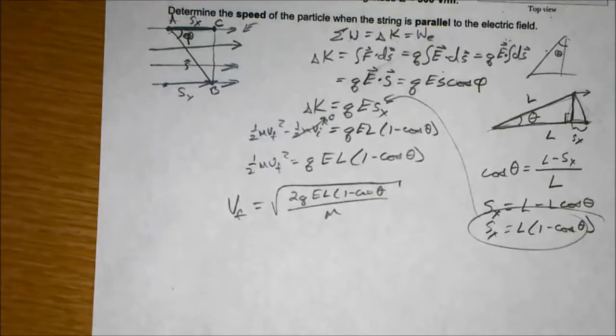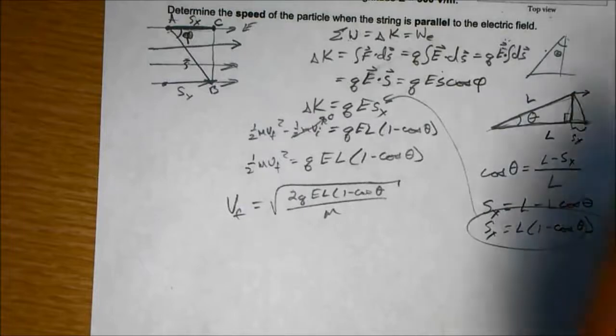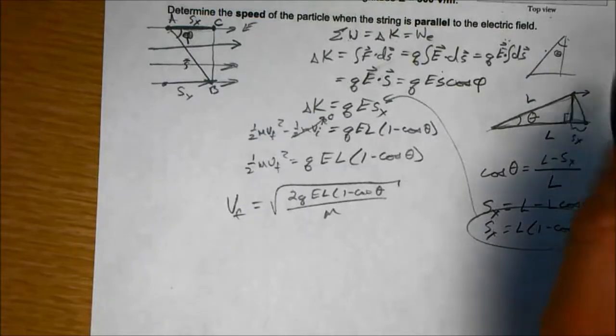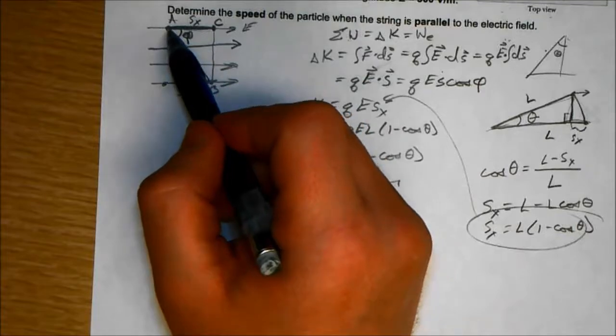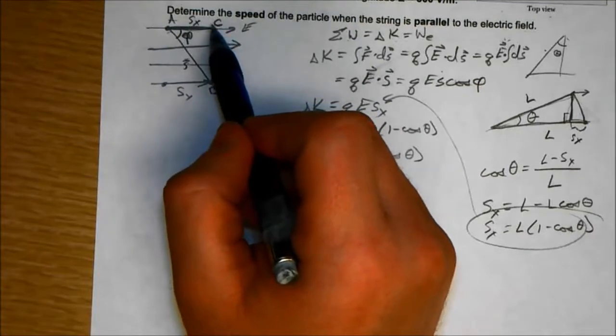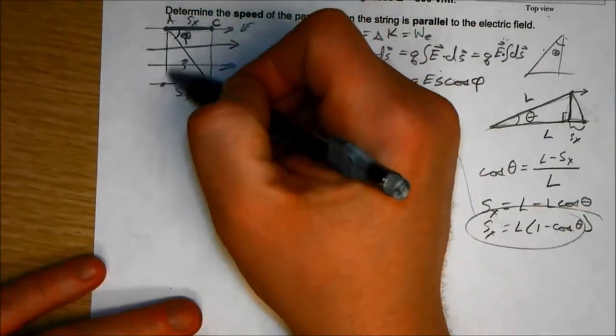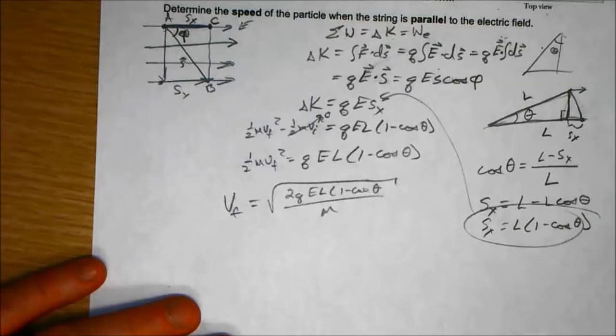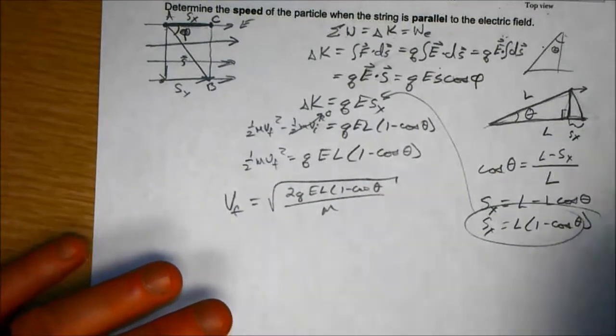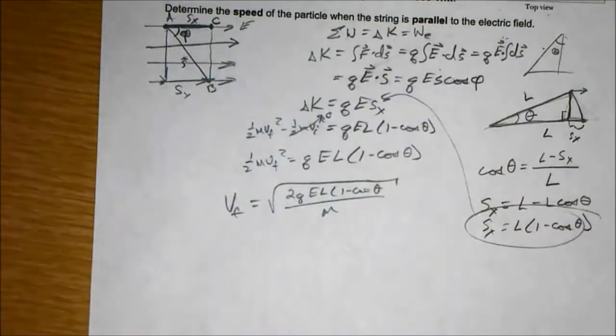So all this stuff with the string, there's some geometry involved here, but going back to this, it's the same idea: only the displacement along the direction of the field is going to contribute to the work at all. The displacement perpendicular to the field contributes nothing to the work at all. So the total work is equal to the change in kinetic energy, and it's just due to that displacement.